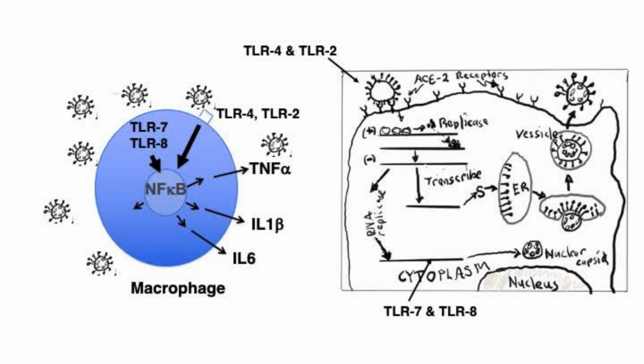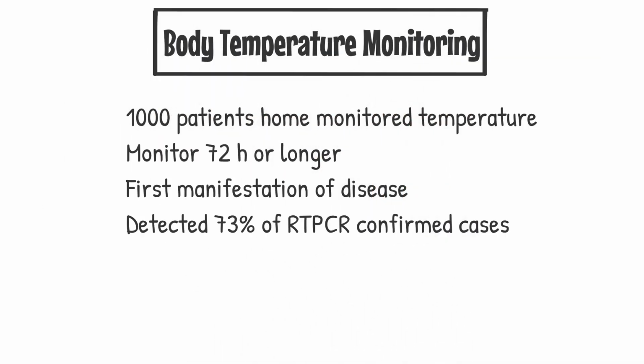Therefore, based on this understanding, the prediction is that when the virus infects respiratory epithelial cells and macrophages, it should induce fever, and this would be expected to be the first sign of disease. Based on analysis of over 1,000 patients, we found that monitoring temperature for 72 hours or longer, fever was detected in the majority of cases as the first manifestation of COVID-19 and was present in 73% of patients infected with the wild-type and alpha variant viruses.